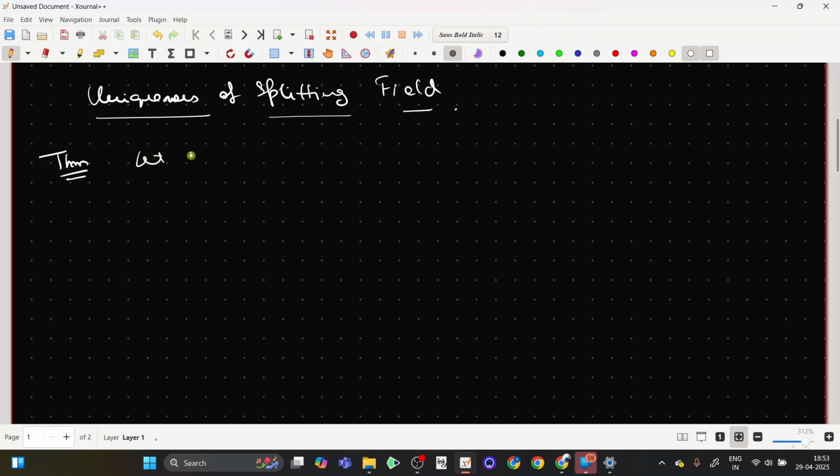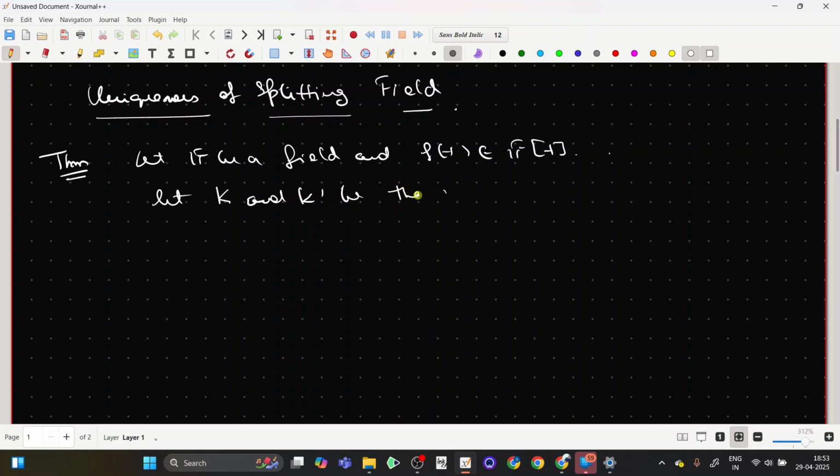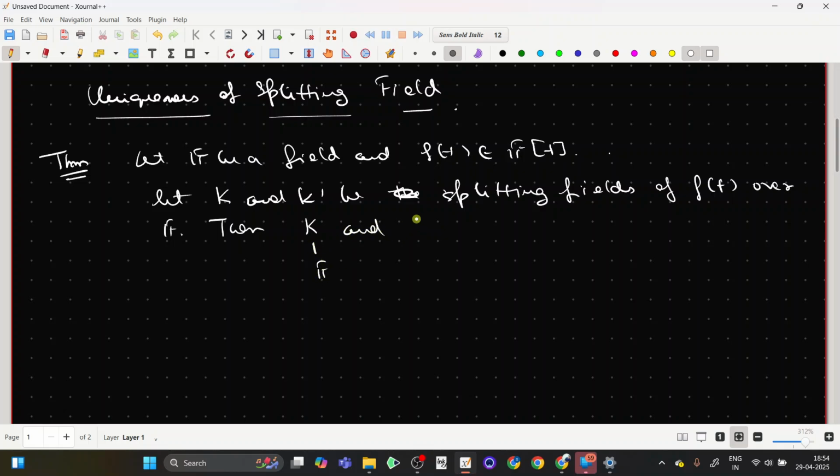So our claim is the following: let F be a field and let f(t) be a polynomial over F. Let K and K prime be splitting fields of f(t) over F. Then what we want to claim is that the extensions K over F and K prime over F are isomorphic.